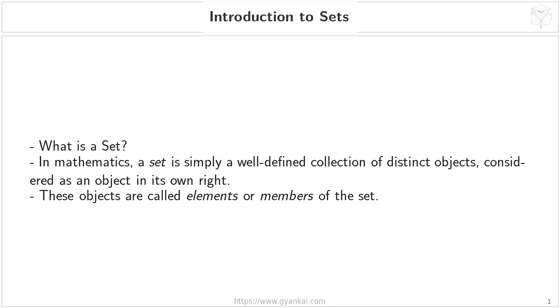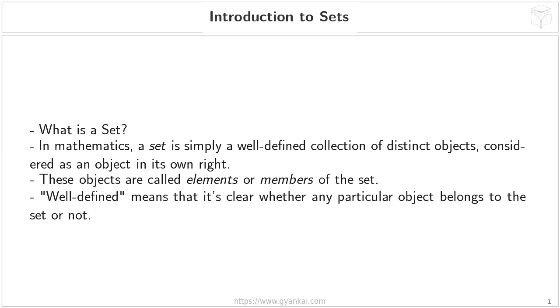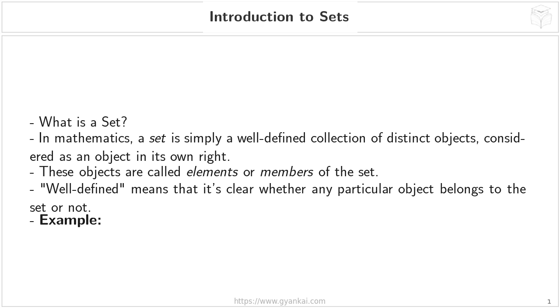Next, it tells us that these objects within a set are called elements or members of the set. So, if we have a set of fruits, apples, bananas, and oranges would be the elements of that set. You'll hear both element and member used interchangeably, so it's good to be familiar with both terms. Now let's talk about well-defined. This is really important. It means that it's absolutely clear whether something does or does not belong to the set. There's no ambiguity.